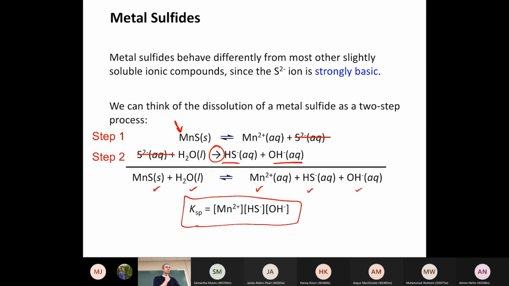Okay. I guess this would also be the case if you had an oxide. Like if you have something like, I don't know, FeO in equilibrium with Fe2 plus and O2 minus. O2 minus is also a strong base. It'll react with water to make 2 moles of hydroxide. I think these situations are a lot more rare though, than sulfides.